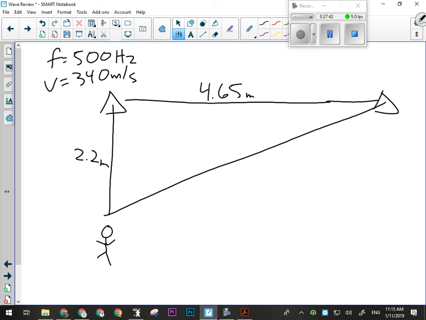So we said one of the first things we need to do is know how far they are from each speaker. So we have to do a Pythagorean theorem calculation right off the bat in order to figure out how far the waves have to travel from the other speaker to the person. That'll be 4.65 squared plus 2.2 squared, square rooted, and that's going to tell us that this side is 5.147 meters long. Okay, what do I need to know next?